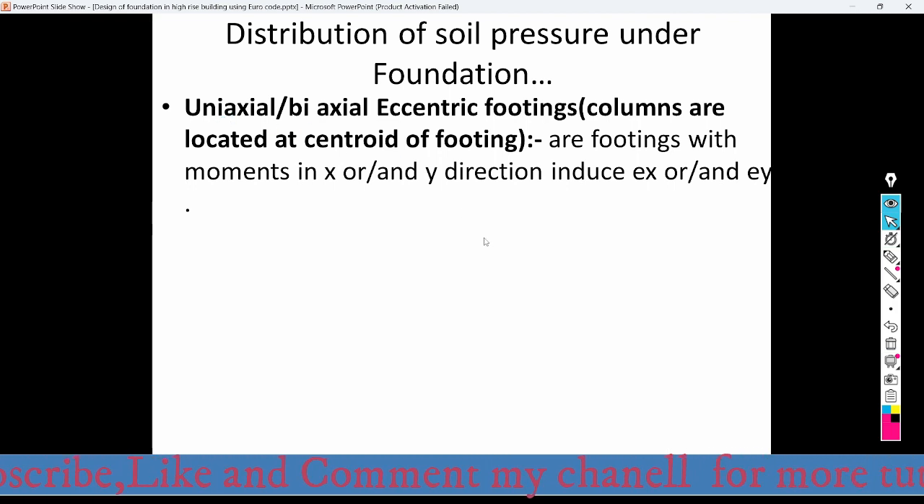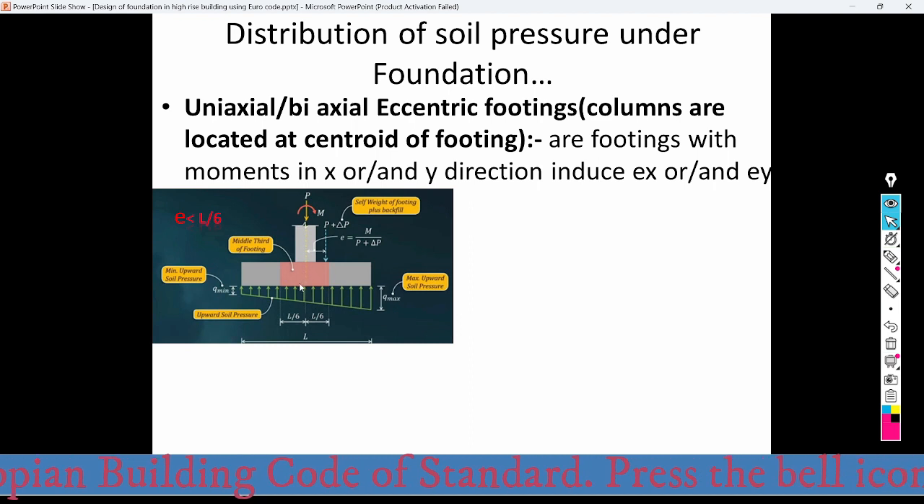And there is also a uniaxial or biaxial centric footing, that is, columns are located at the centroid of the footing. That is, footing with moments in x and in y directions. That means there is an induced eccentricity in x and y. Here, when the eccentricity E is less than L over 6, that means the location of eccentricity is within two-thirds of the length of the foundation or the width of the foundation.